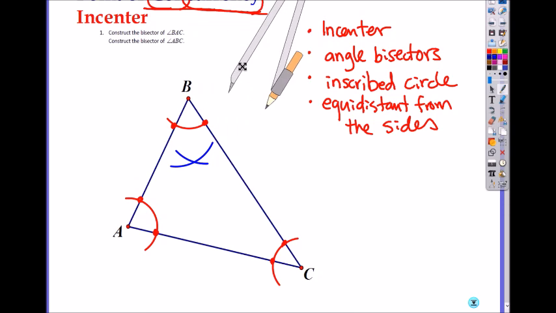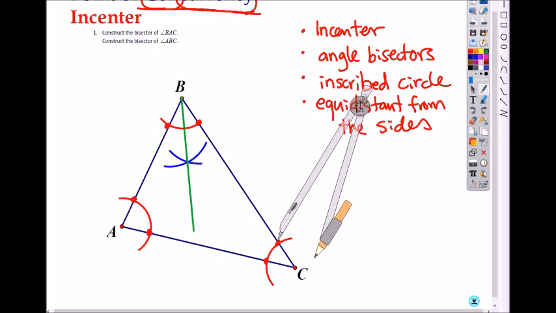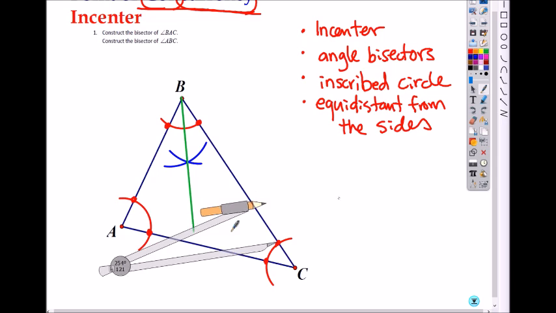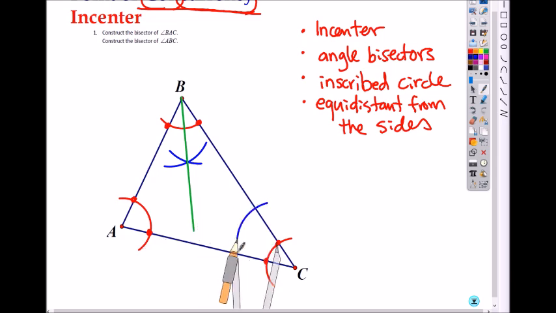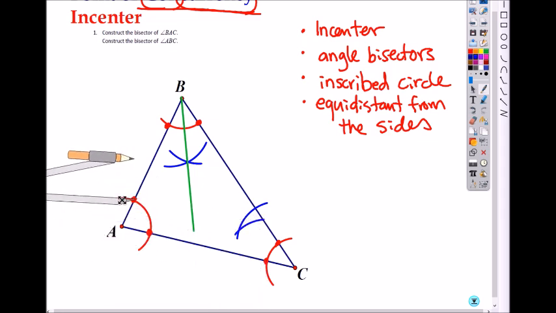So now what do you do? You connect this point to the vertex. This is an angle bisector. You see how it bisected an angle? So you do the same thing from the other arc. So you draw an X from there and there. And from here too, you draw an X.